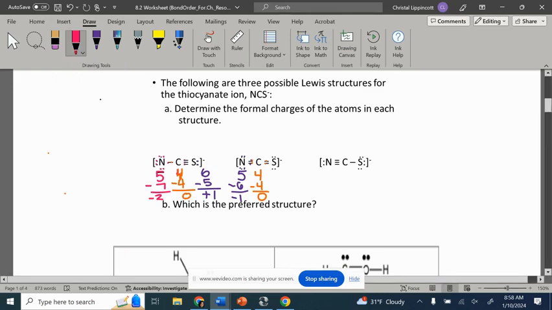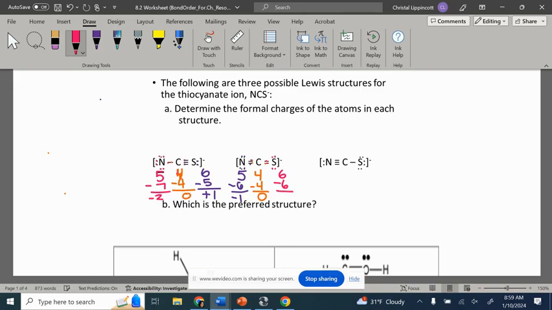Sulfur should have 6. How many does it have? 6. 1, 2, 3, 4, 5, 6. So its overall charge is 0. Now you do the next one.